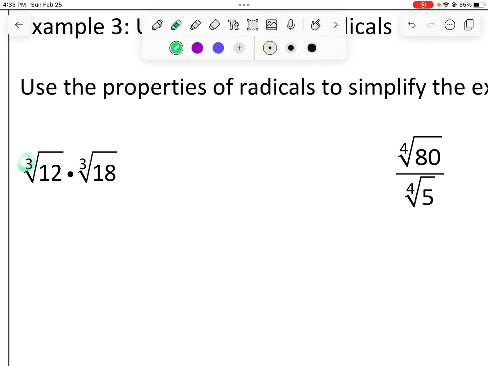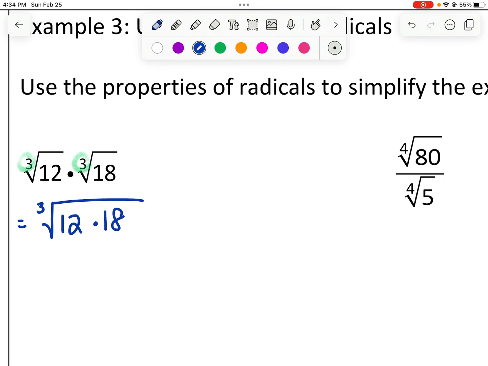So first, I have the cubed root of 12 times the cubed root of 18. Because their indexes are the same, I can now rewrite this as the cubed root of 12 times 18. I think it is easiest for us not to multiply 12 and 18 and get a big number, but to find the prime factorization of 12 and 18.